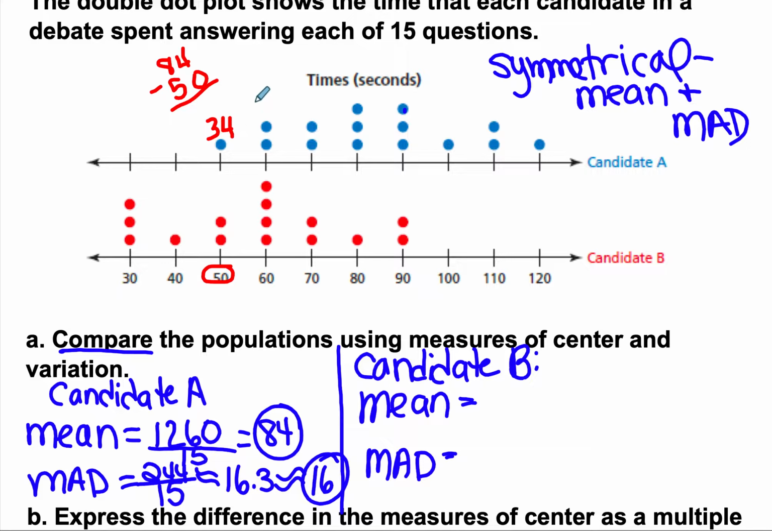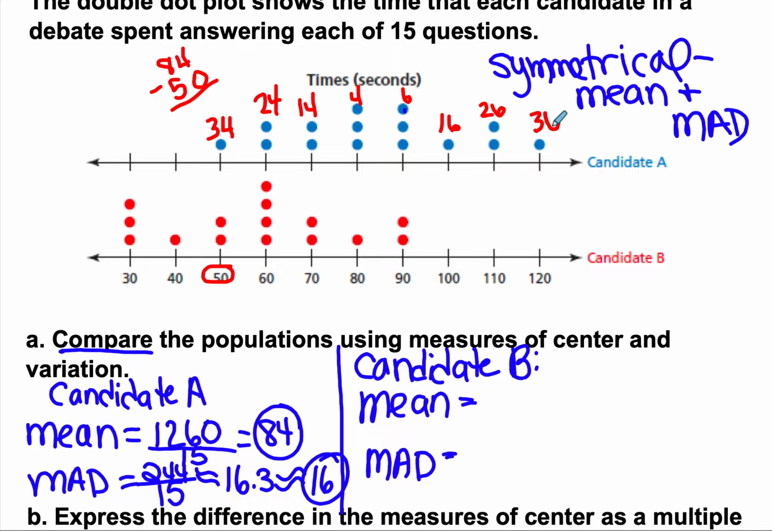Then I look at the 60, that's going to be 24 away from the mean. My 70s are going to be 14 away from the mean. 80 is going to be 4 away from the mean. 90, now I'm on numbers that are greater than 84, so I'm going to subtract 84 from that number. So 90 is 6 units away from 84. 100 is 16 units away. 110 is going to be 26 units away. And then for my 120, that's going to be 36 units away.